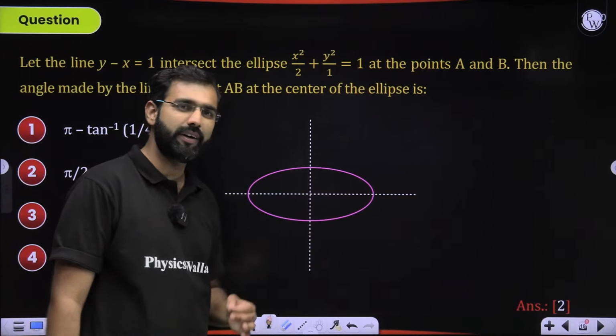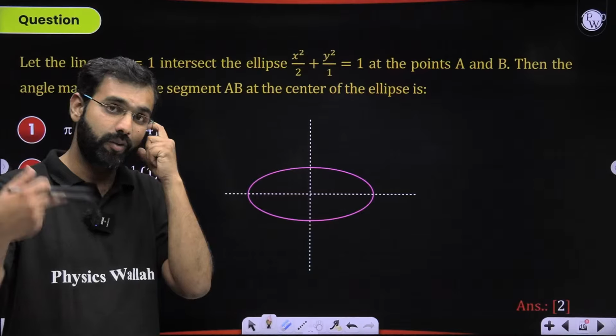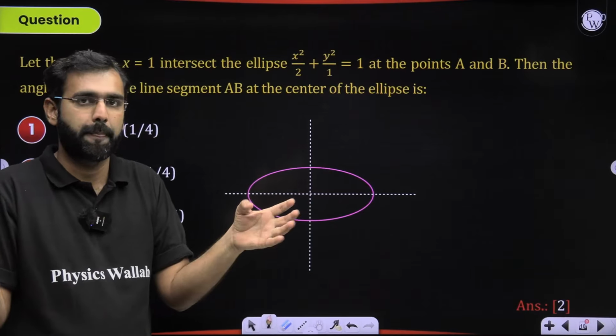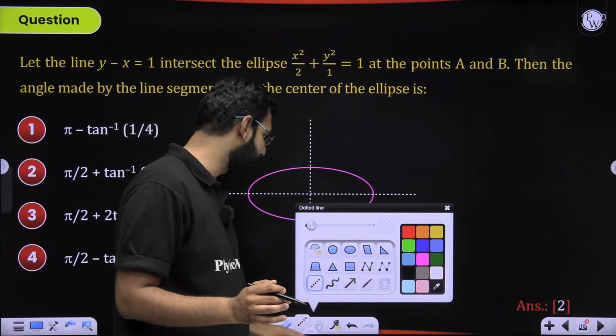Standard ellipse. The line y minus x is equal to 1. With coordinate geometry, try to be more precise in terms of your shape, because that helps you in getting the answer more quickly. You can visualize better and you can think more quickly. Please have faith in that. I'll show it to you a lot many times with a lot of questions.